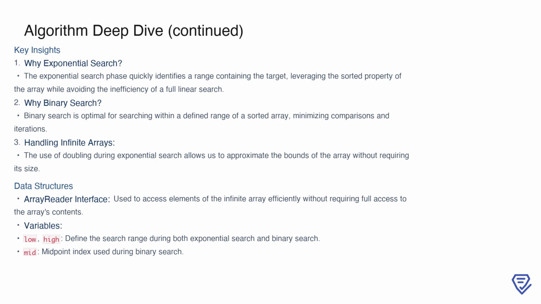This two-step process is particularly effective for infinite arrays, as it avoids the need to know the size of the array in advance. By doubling the index during exponential search, we approximate the bounds of the array dynamically. The array reader interface plays a crucial role here, as it provides an efficient way to access elements without requiring full access to the array's contents. Variables like low, high, and mid help define and refine the search range, making the process systematic and efficient.